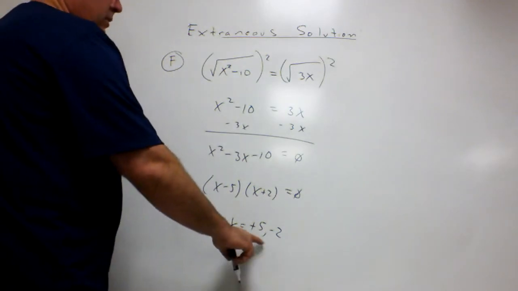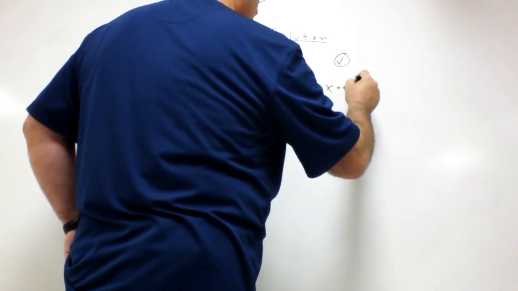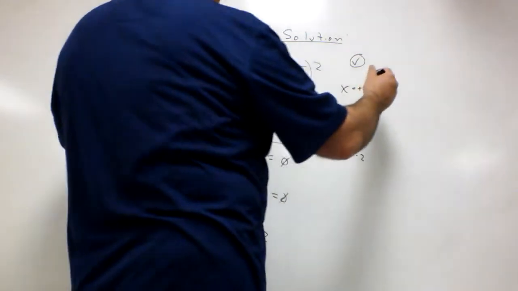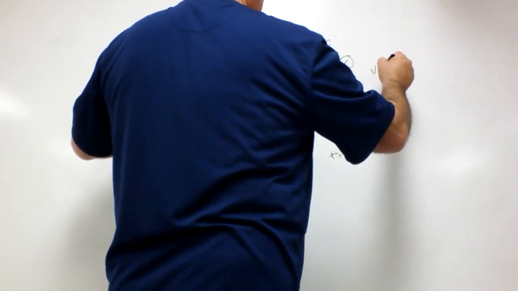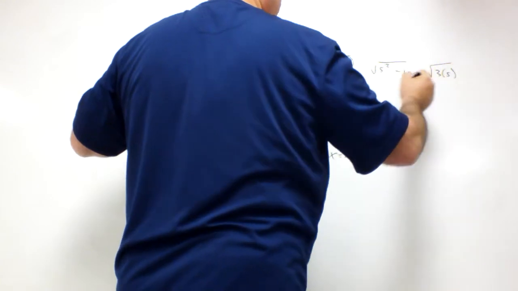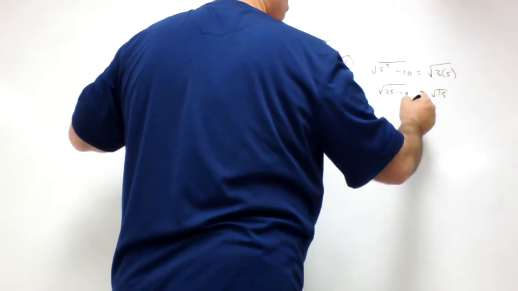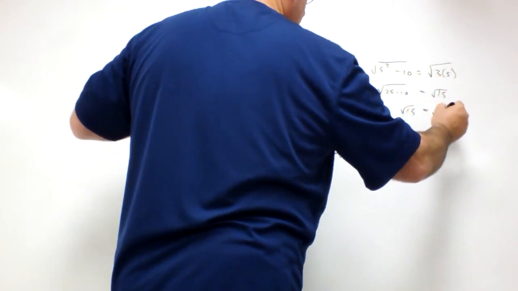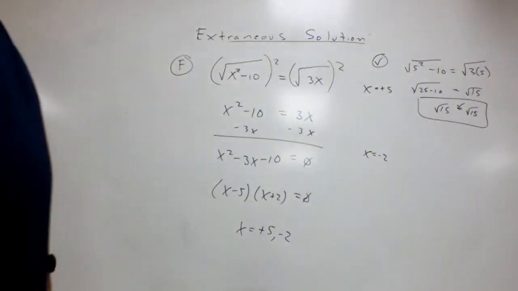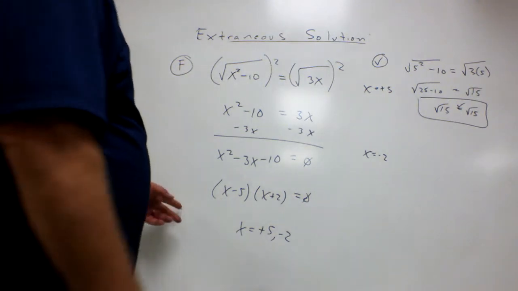And we're going to take these two answers and plug them back in up here to see if they're good. So we're going to do our check for x equals positive 5 and x equals negative 2. If we put the positive 5 in, we get the square root of 5 squared minus 10 has to equal the square root of 3 times 5. So we get the square root of 25 minus 10 equals the square root of 15. The square root of 15 equals the square root of 15. This is completely legitimate. This is a valid answer, right? Because you can take the square root of a positive 15, and that's going to equal the square root of a positive 15.